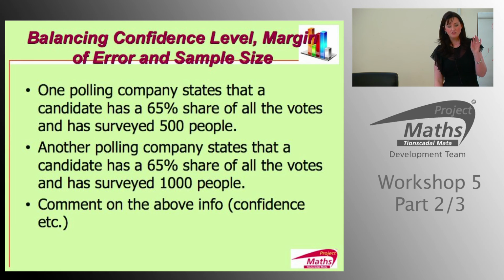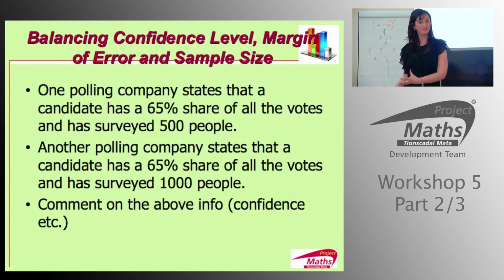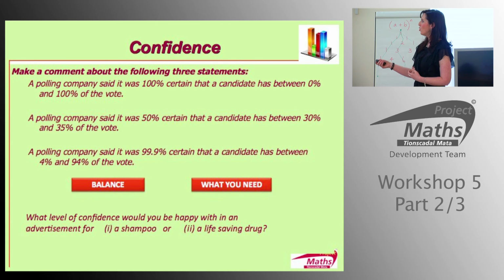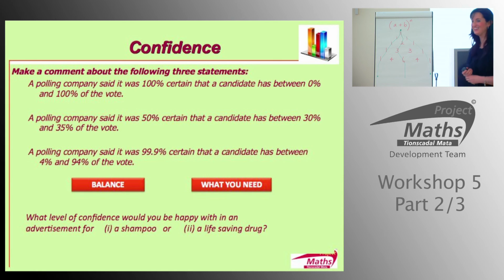So the thing is, it's all about your statistics. You want to have confidence in your statistics, isn't that right? So let's have a look at these statements. The first one: a polling company said it's 100% confident that a candidate has between 0 and 100% of the vote. Big deal, absolutely. Doesn't tell us a whole lot. Very confident, but doesn't tell us anything.